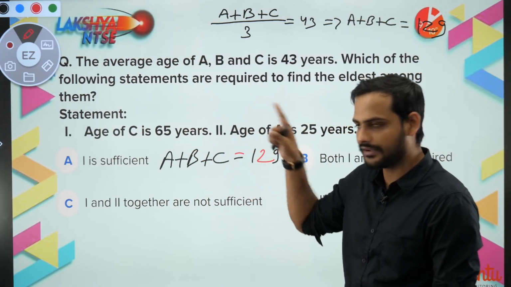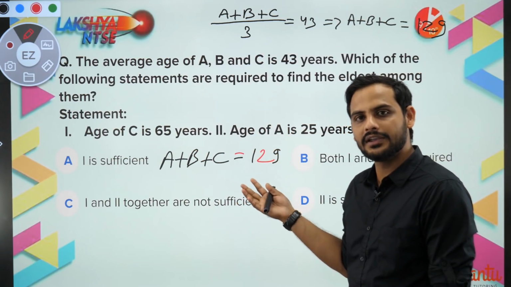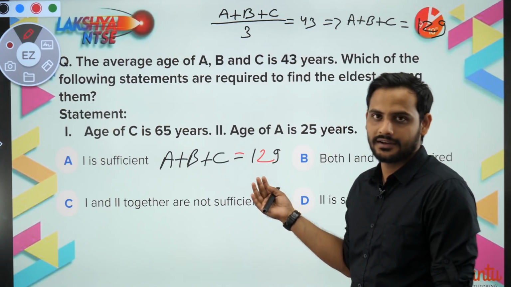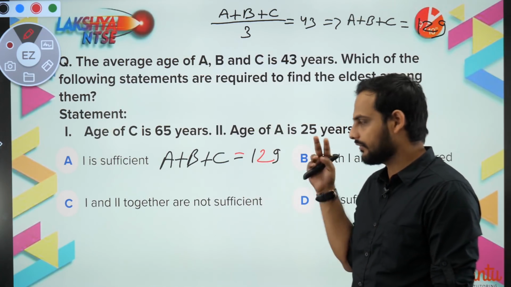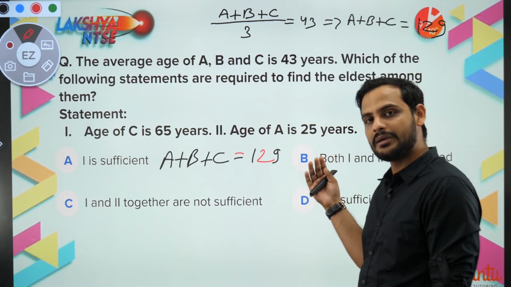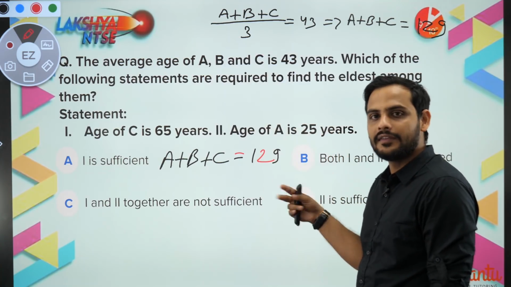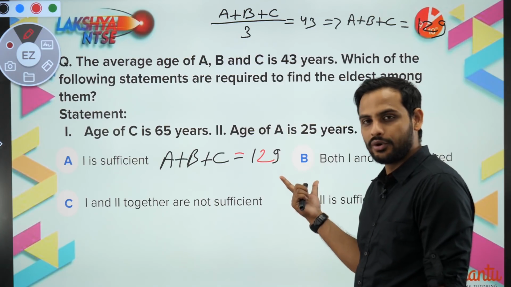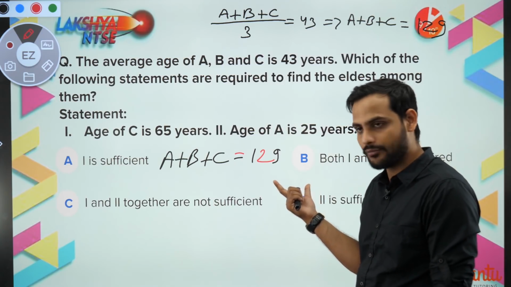Now let us take any one statement. Let us start with statement 1. If the first statement tells me who is the eldest, I will say only 1 is sufficient. Then I'll take only 2. If it is able to satisfy, I'll say only 2 is sufficient. Then I'll check both. If both are able to give me the answer, then I'll say both are sufficient.